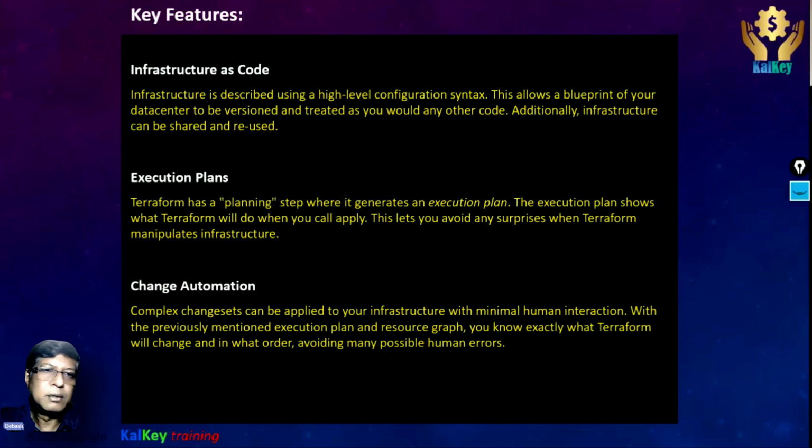As simple as that. You can have execution plans. That means before you apply your plan, you can see your plan, whether it is according to what you desire. That is one very important step. You can also have complex change sets, so on the fly you can change the automation. It is a bit advanced concept, but it is possible.